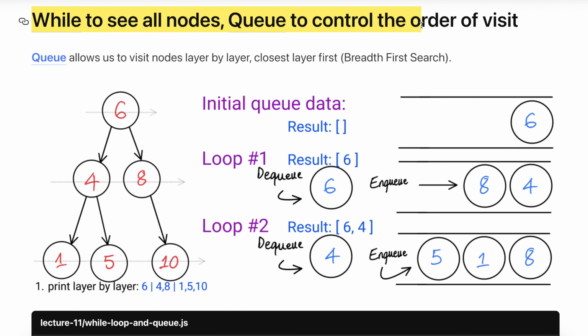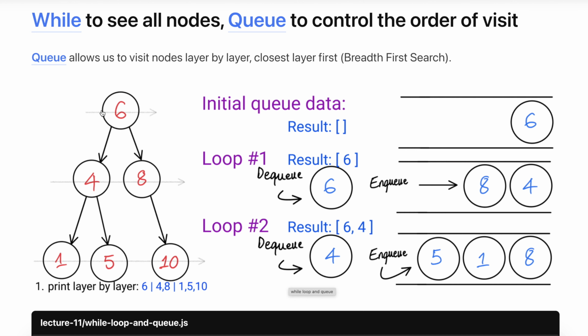Next, we're gonna see how to use a while loop to visit all the nodes, and use a queue to control the order of the visit. A queue allows us to visit nodes layer by layer. It will start with the closest layer, and then expand to the further layers. This method is also called breadth first search, but we're not gonna worry about this name for now. We will have a dedicated algorithm tutorial for breadth first search later.